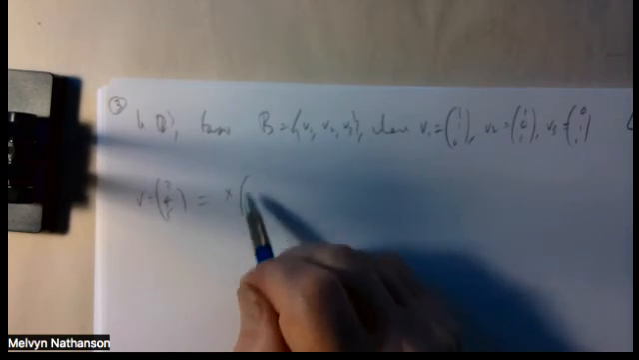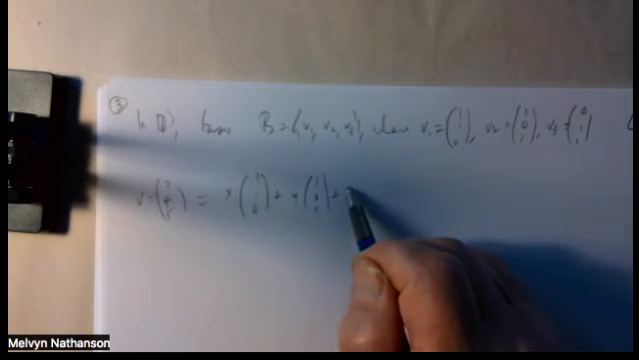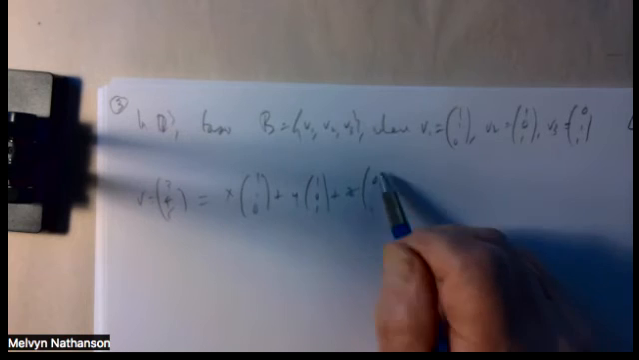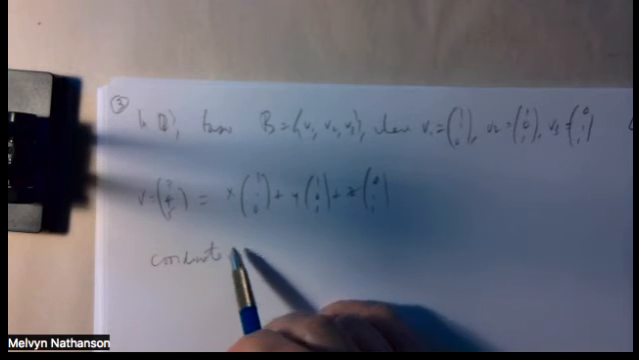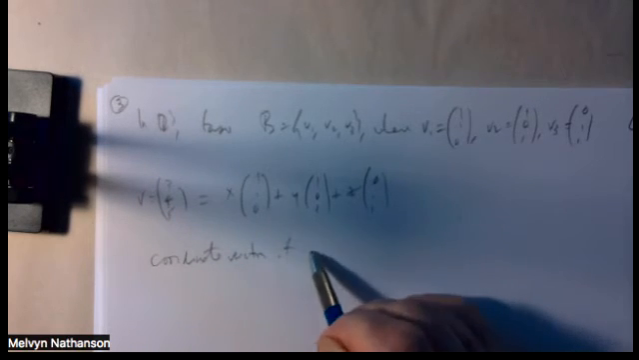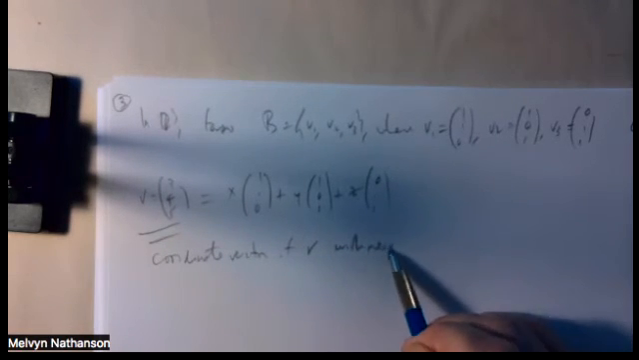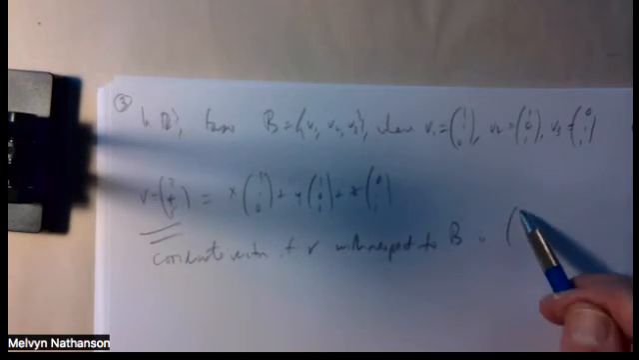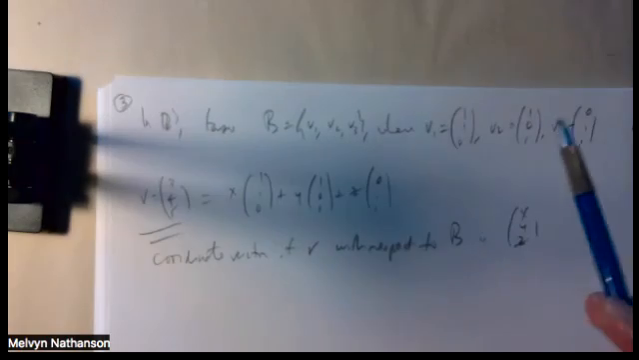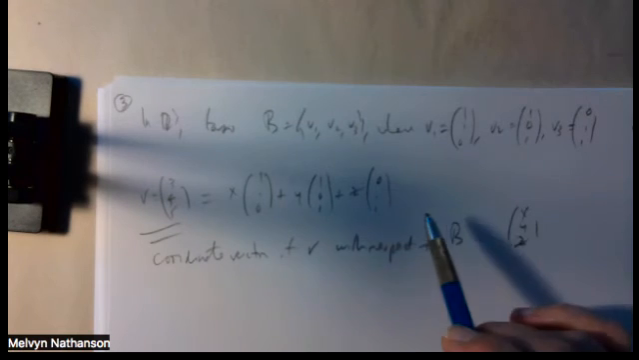We just write it as x times (1, 1, 0) plus y times (1, 0, 1) plus z times (0, 1, 1). And what is called the coordinate vector of this vector v with respect to the basis B is this vector (x, y, z): x times the first, y times the second, and z times the third basis vector. So we have to calculate what x, y, and z are.